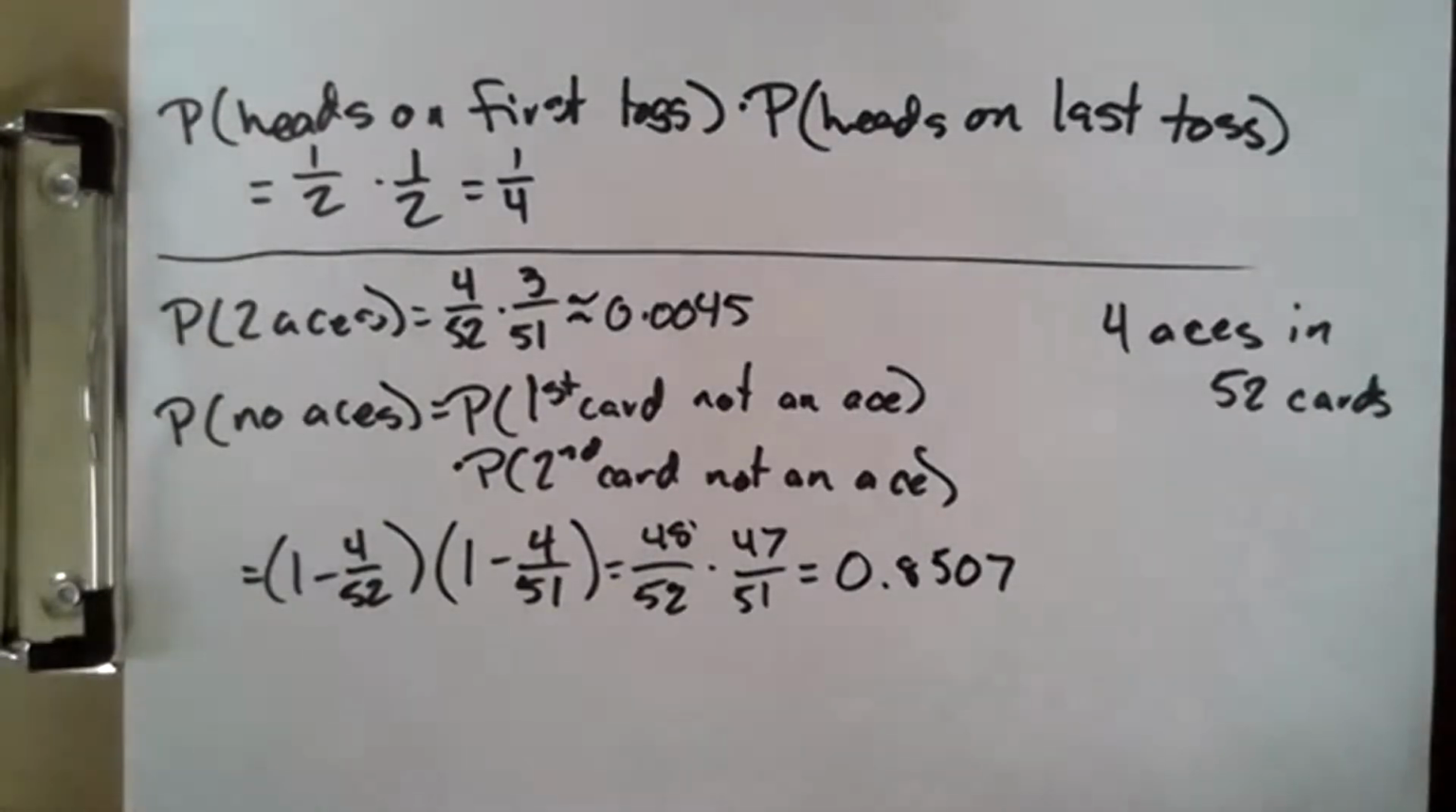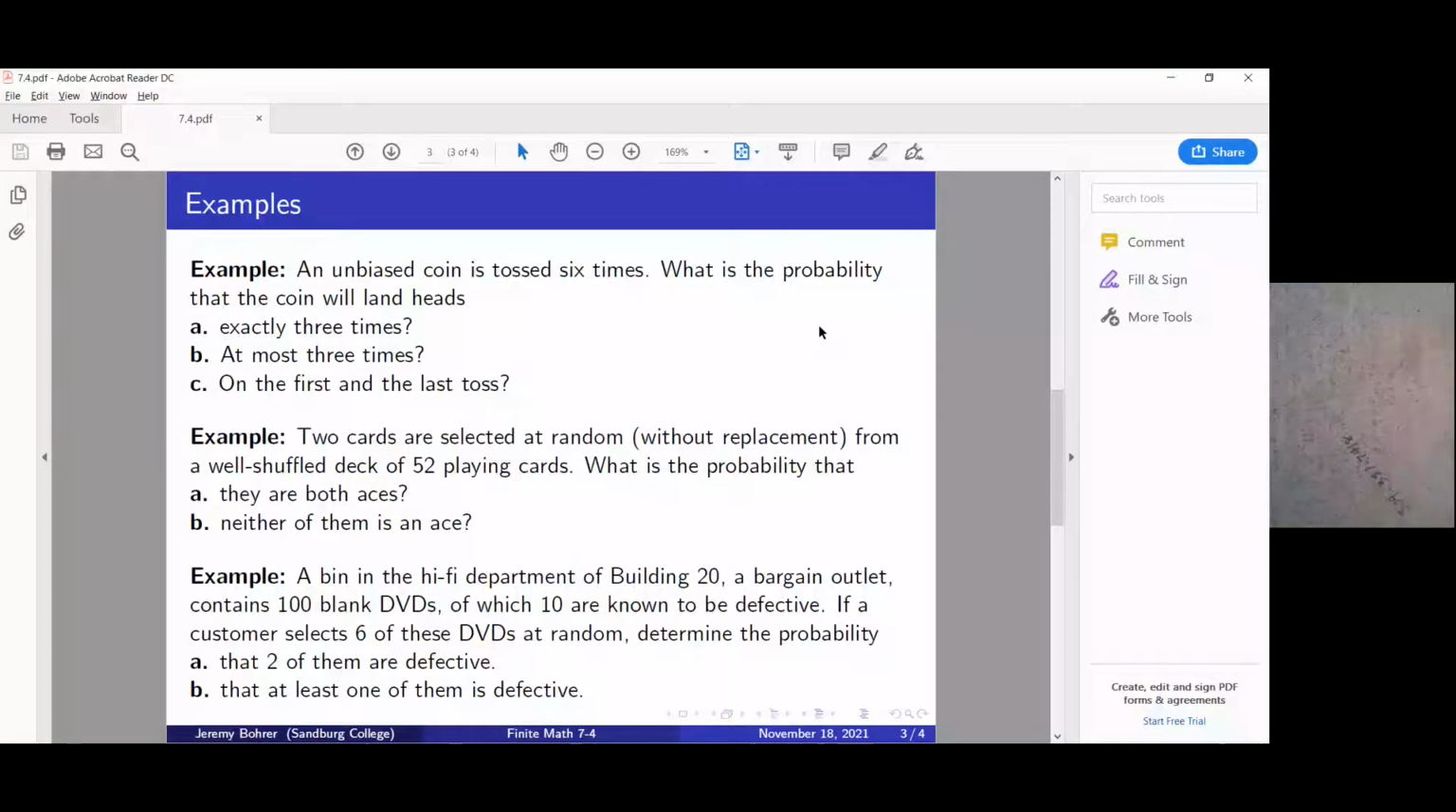All right, moving on to this last problem on this page. A bin in the hi-fi department of Building 20, a bargain outlet, contains 100 blank DVDs, of which 10 are known to be defective. Why they didn't remove the known defective DVDs from the bin, we will never know. If a customer selects 6 of these DVDs at random, determine the probability, A, that 2 of them are defective, and B, that at least one of them is defective.